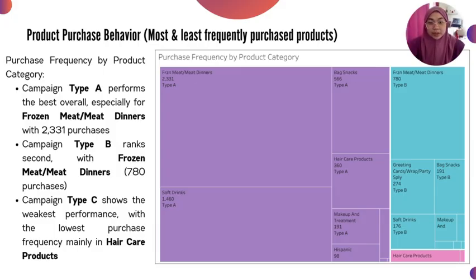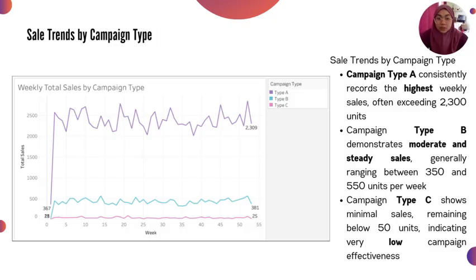This figure illustrates the purchase frequency across product categories by campaign type. Campaign type A achieved the highest purchases, particularly in frozen meat and meat dinner with 2,331 units, showing strong customer response, while campaign type C recorded the lowest purchase activity, mainly in hair care products. This chart shows weekly total sales across campaign types. Campaign type A consistently achieved the highest sales, often above 2,300 units, showing strong and stable performance. Meanwhile, campaign type C remained very low throughout the period.